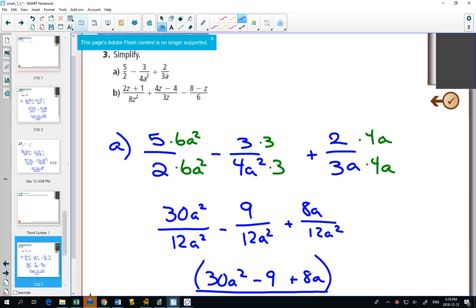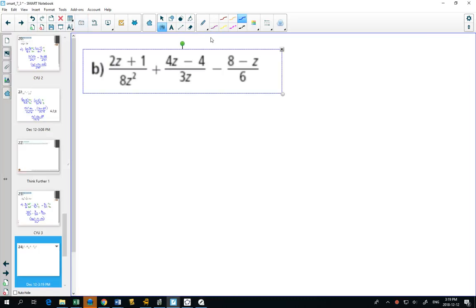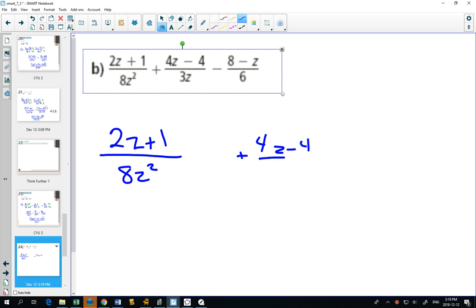All right, part B. Oh, it froze on me. There we go. So again, I'm going to rewrite it: 2z plus 1 over 8z squared. Leave some space. 4z minus 4 over 3z minus 8 minus z over 6.